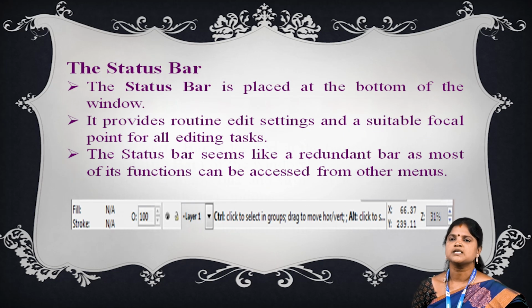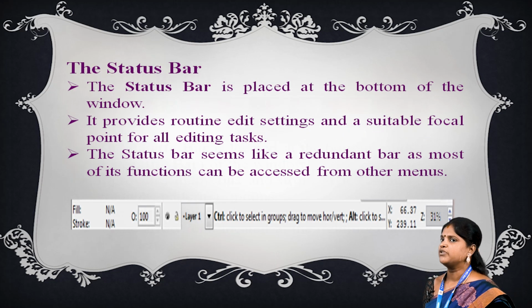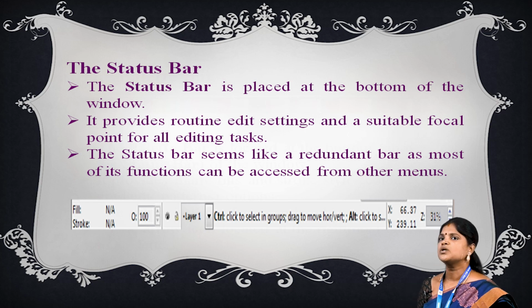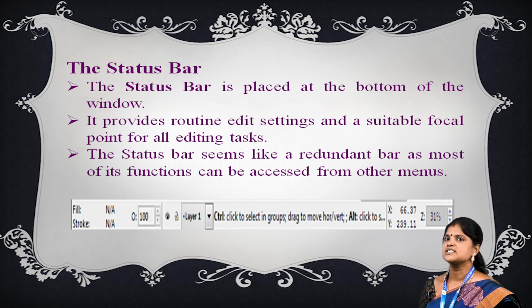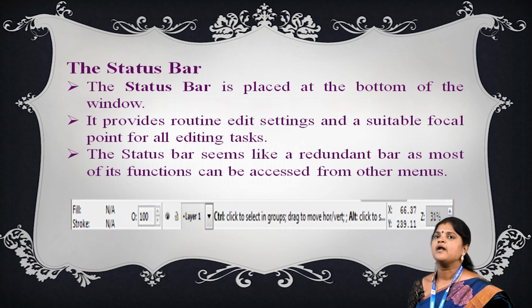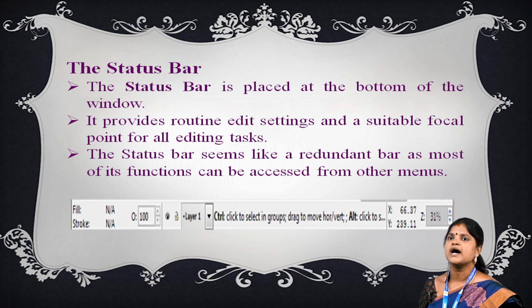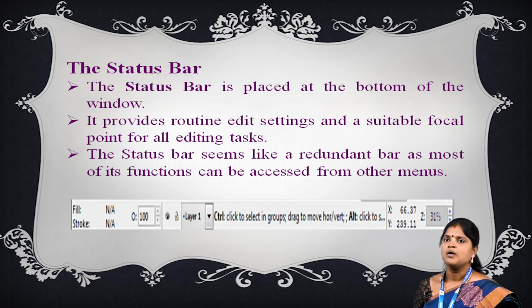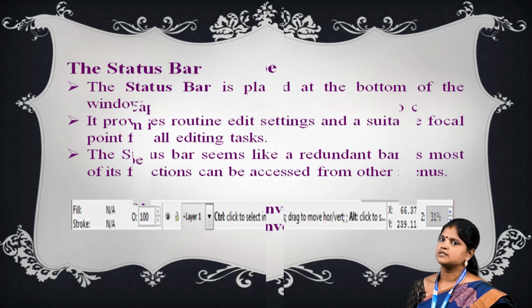Next is status bar. Status bar is placed at the bottom of the window. It provides routine edit settings and a suitable focal point for all editing tasks. The status bar seems like a redundant bar as most of its functions can be accessed from other menus. Use the icons and fill and stroke colors, stroke width, master opacity, toggle current layer visibility, etc.